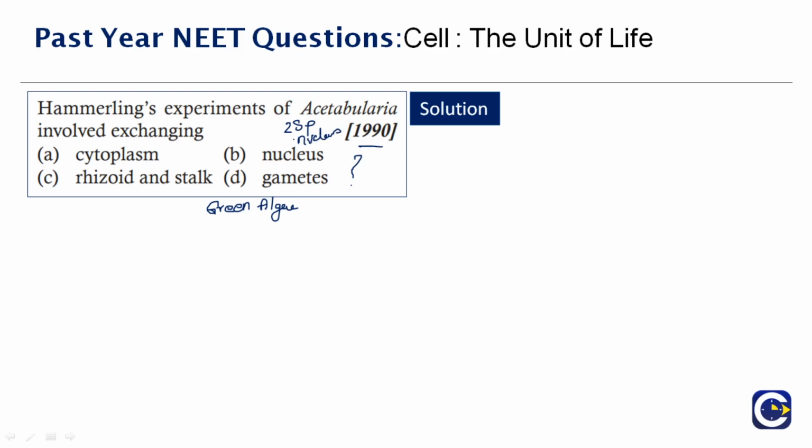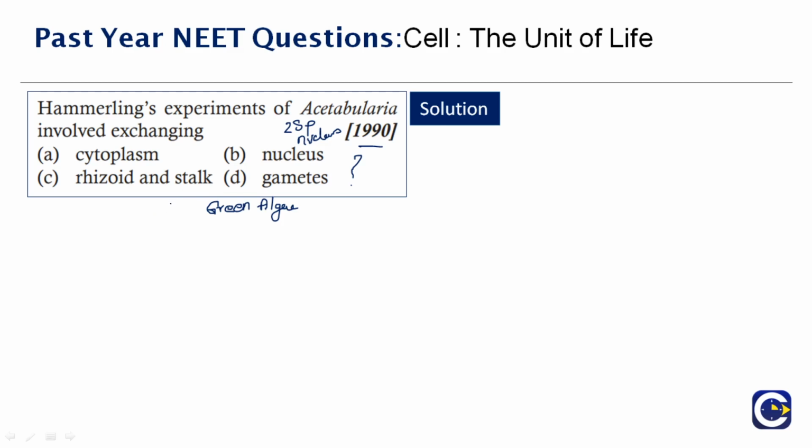But what is involved in the exchange? It is the rhizoid and stalk. After removing the cap, if the stalk of one species is grafted with the other species, the shape of the cap will be determined by the nucleus and not by the stalk. So this experiment makes it clear that the characters of an individual are controlled by the nucleus.